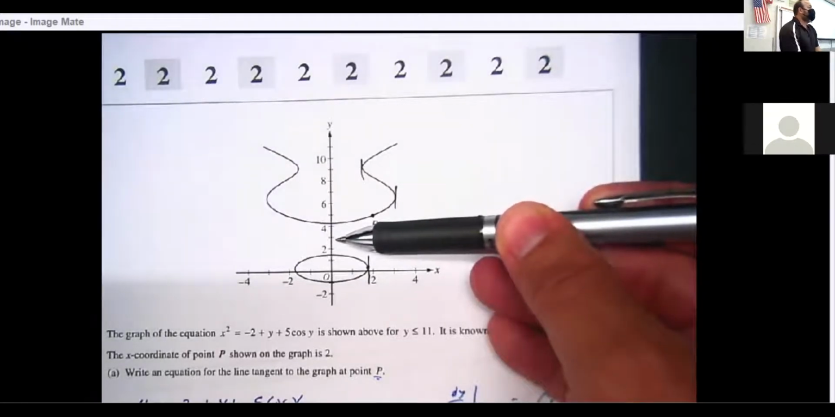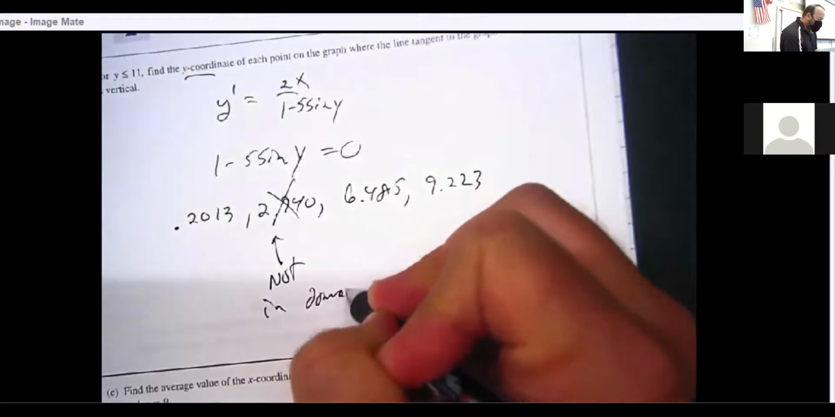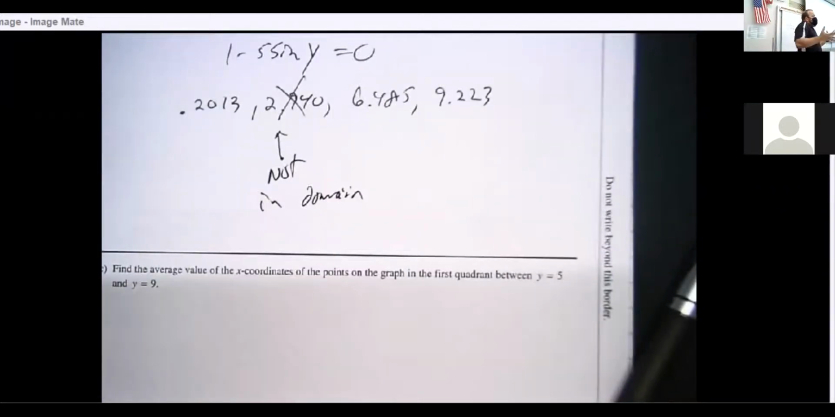No. Oh, it doesn't even exist in the graph, so we're going to go ahead and toss that. It's not in the domain, right? So what's weird is although it seems like that y value is a possibility, it actually did not exist in the range of this particular problem. It just couldn't be there.